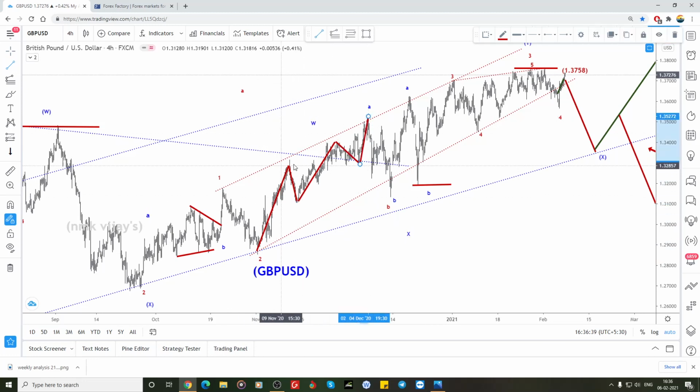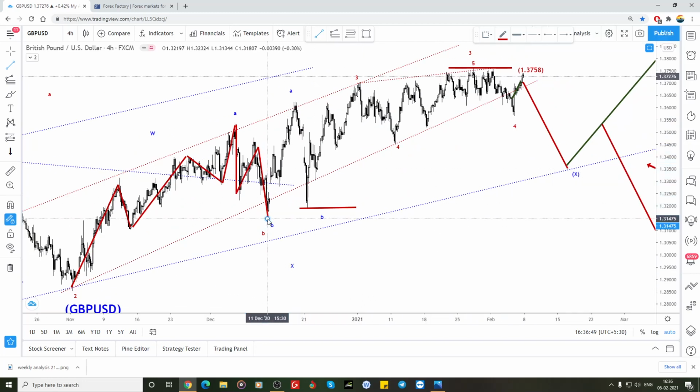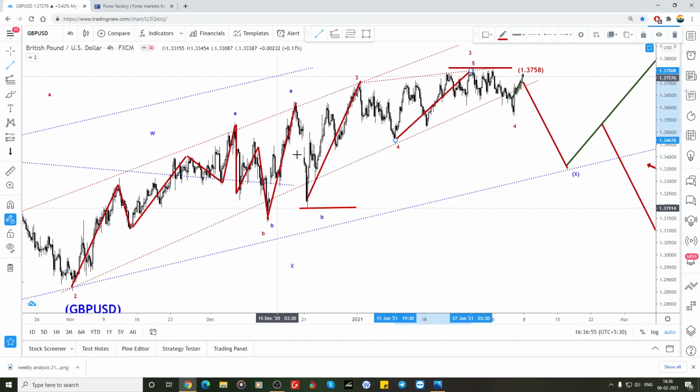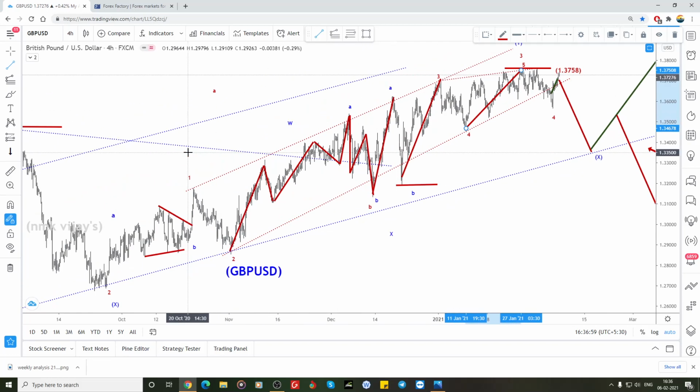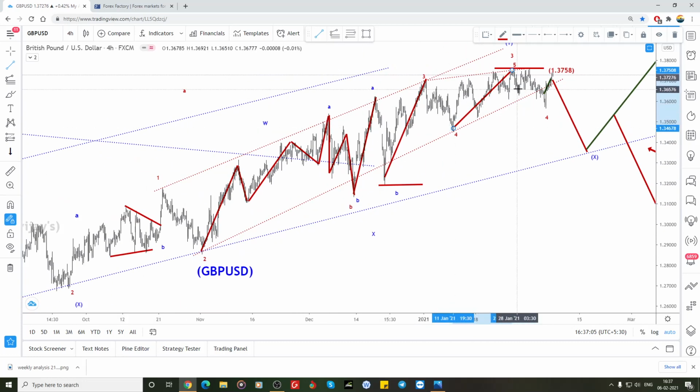So this could be a B, C, W, or this could be a 5-wave structure, and this is again a 3-wave structure, and here is also a 5-wave structure. See, this is a 1, this is a 2, so this is the 5. So 1, 2, 3, 4, 5. So after this A, this is also a 5-wave structure. This is the B, so this is also a 5-wave structure. So here the third wave ended.